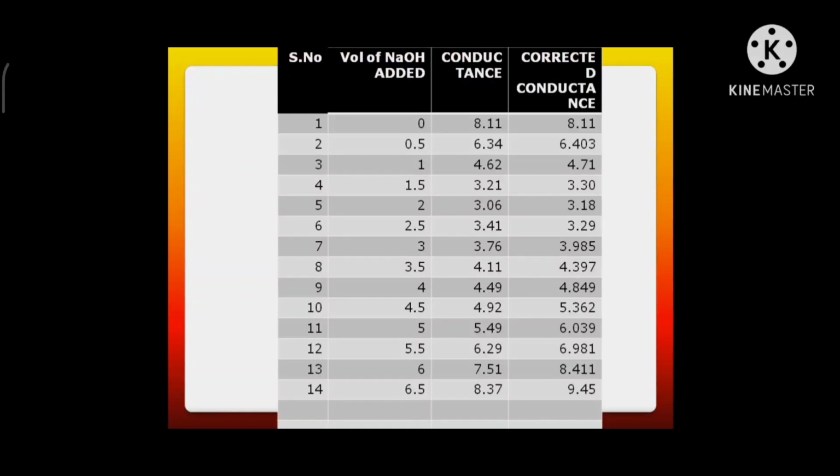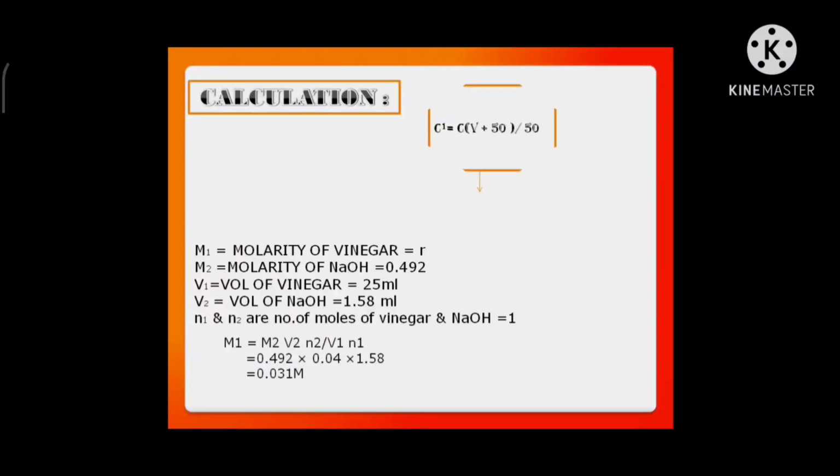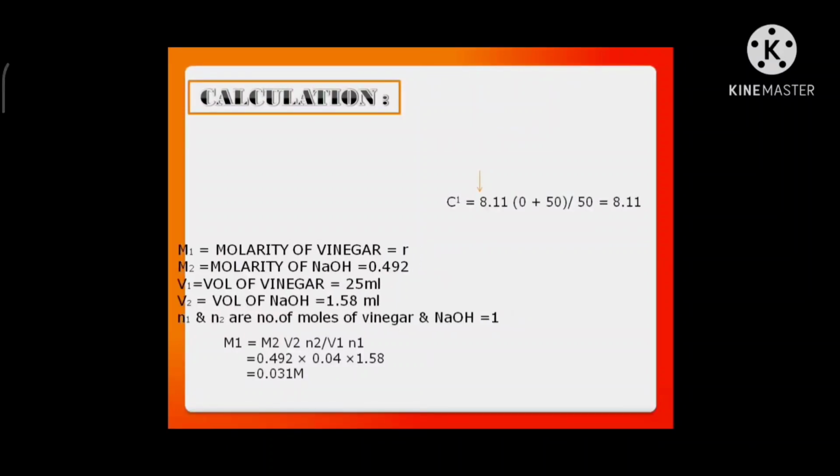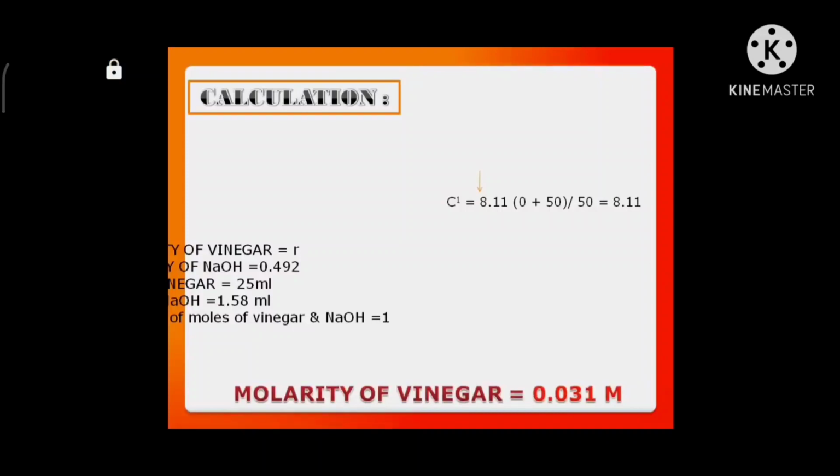Here is the table where we got conductance and corrected conductance. You have to calculate the corrected conductance by the formula: corrected conductance equals C into (V plus 50) by 50. Here C is conductance, V is volume of NaOH. Now the molarity M1 of vinegar, we got it as 0.031 M.